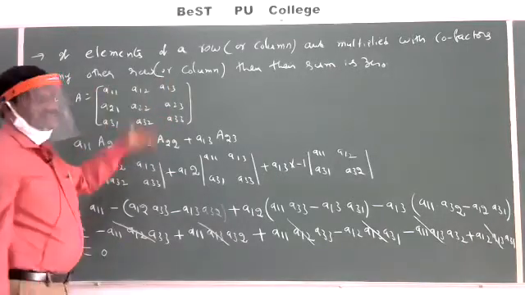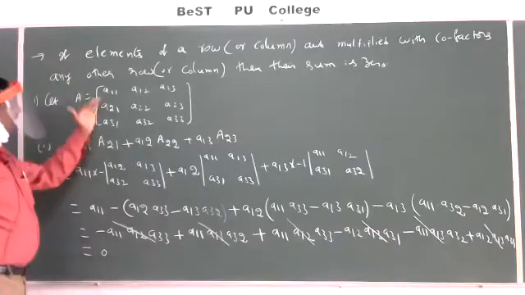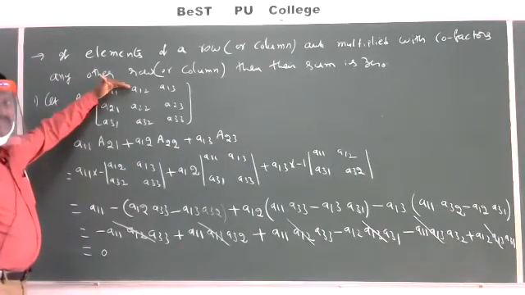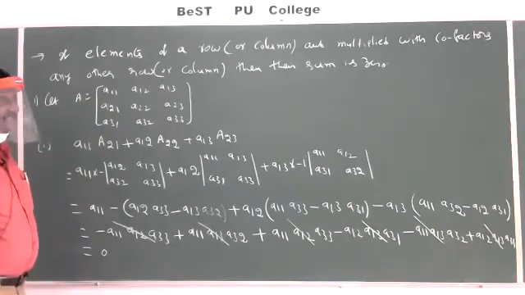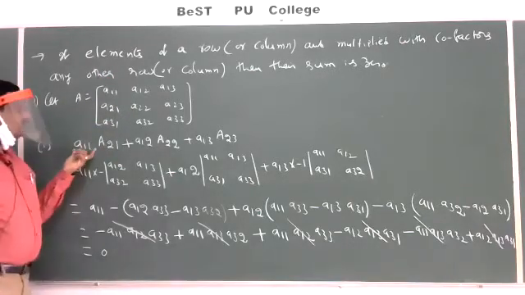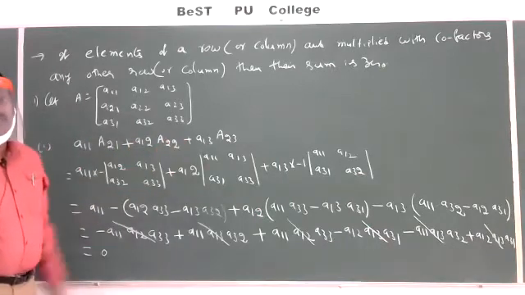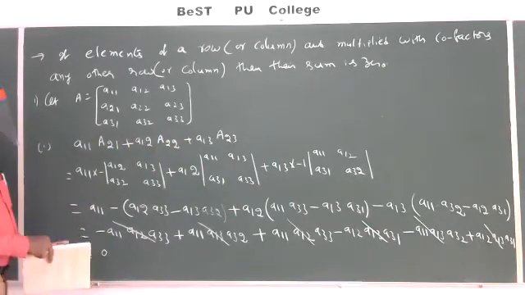first column cofactors, in that way, if you take any one row's elements and the corresponding cofactors of any other row, the sum of those products must be equal to 0.